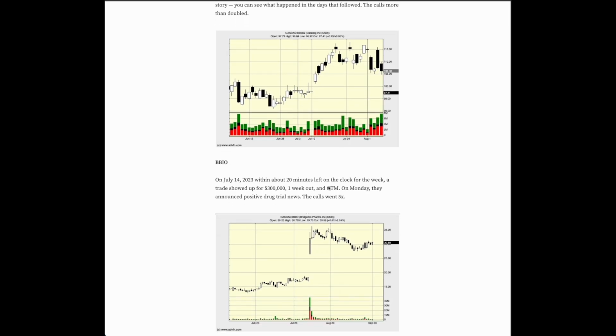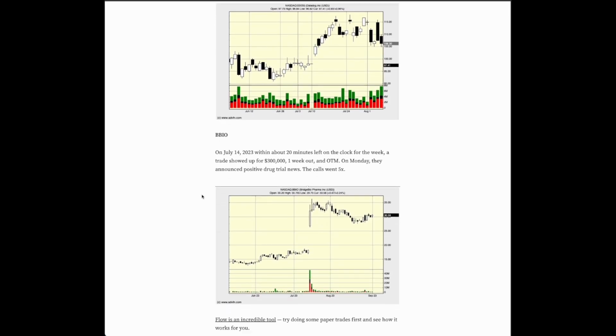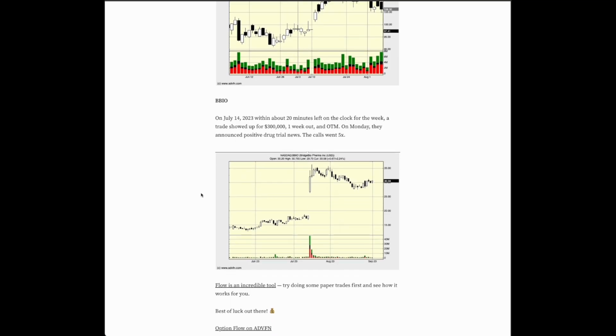And this is one of the very rare trades, but one of the best ones that you can find, and sort of what options flow is famous for, is BBIO, a biotech. What showed up in the flow just before the close of the day on July 14th, 20 minutes left on the clock, was quite a bit of flow coming in. A single trade for 300,000, 1 week out and out of the money. So I took the trade because I didn't even have time to really research it, but it was so out of the ordinary for this particular stock, and it showed up on flow, so I just went for it.